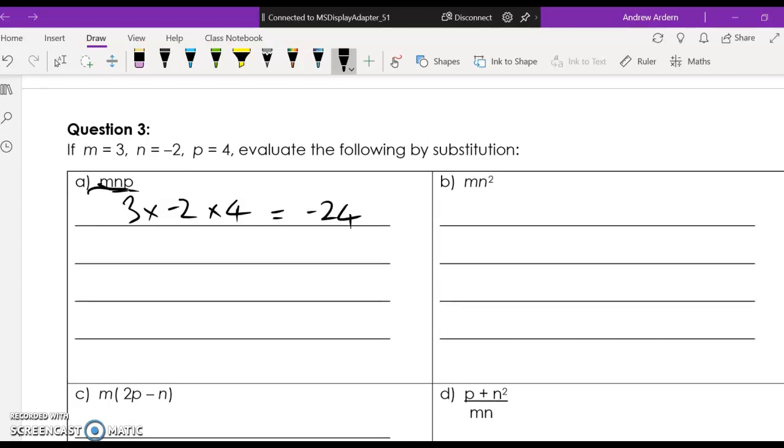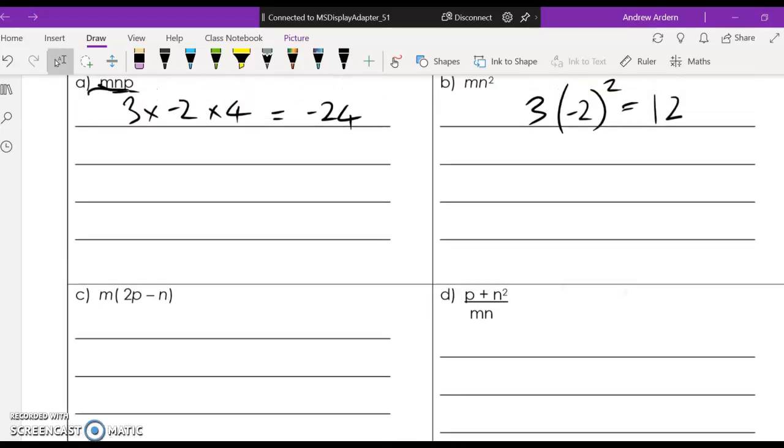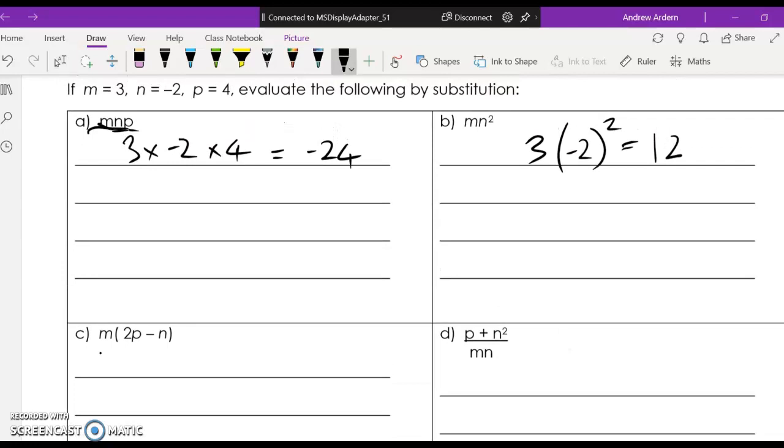B, you have to take M, which is 3, and then N, which is minus 2, and square it. If you take a minus and square it, you ignore the minus, and it's just positive 4. And 4 times 3, 12.